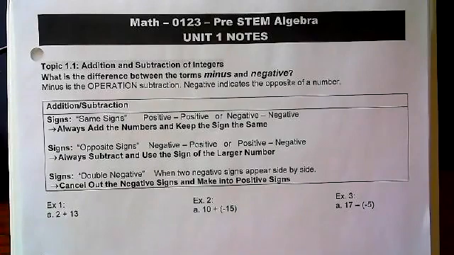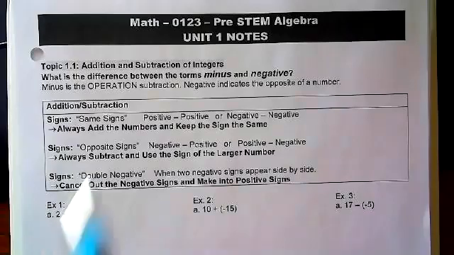This is an introductory video to PreSTEM algebra to help you if you need to relearn your sign rules, your positive and negative rules. Sometimes we refer to them as same signs or opposite signs. So up here it says, what's the difference between the terms minus and negative? Minus is an operation. Negative indicates the opposite of a number.